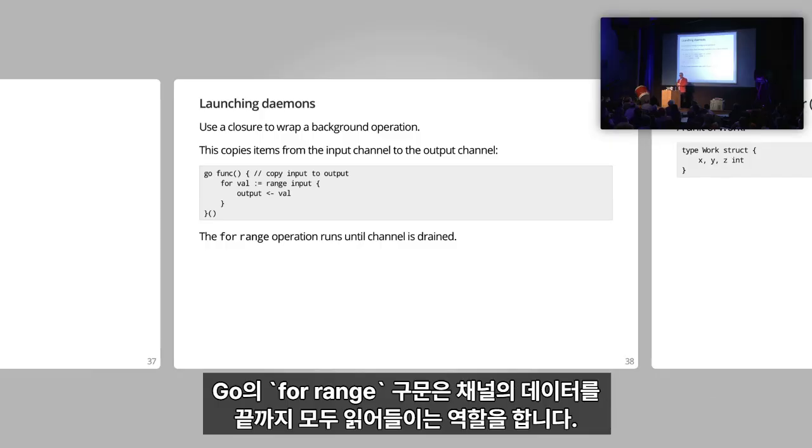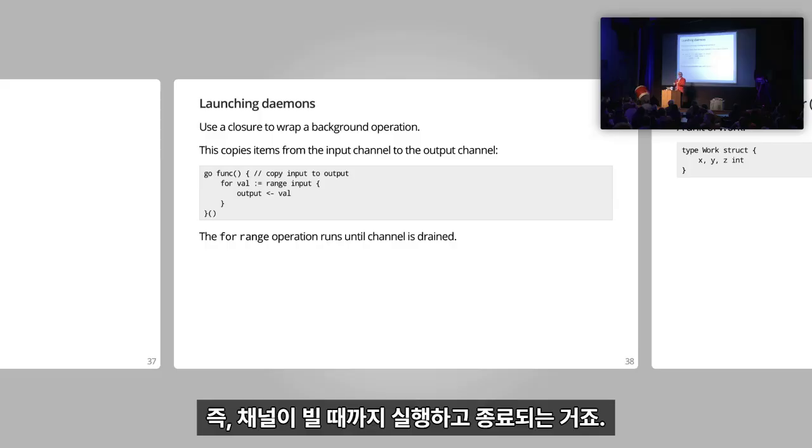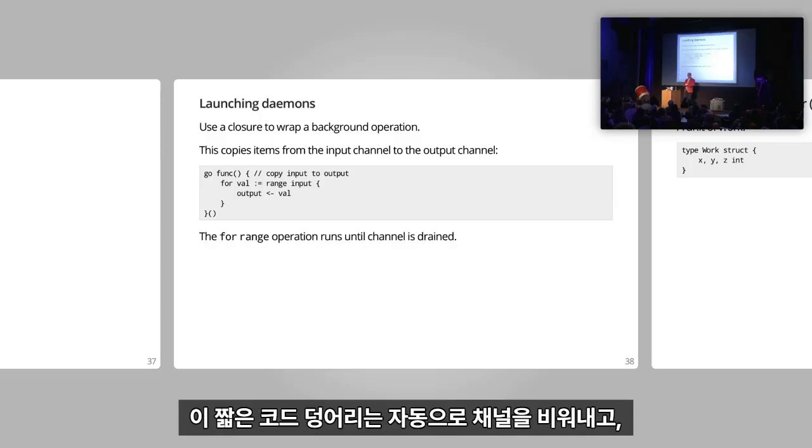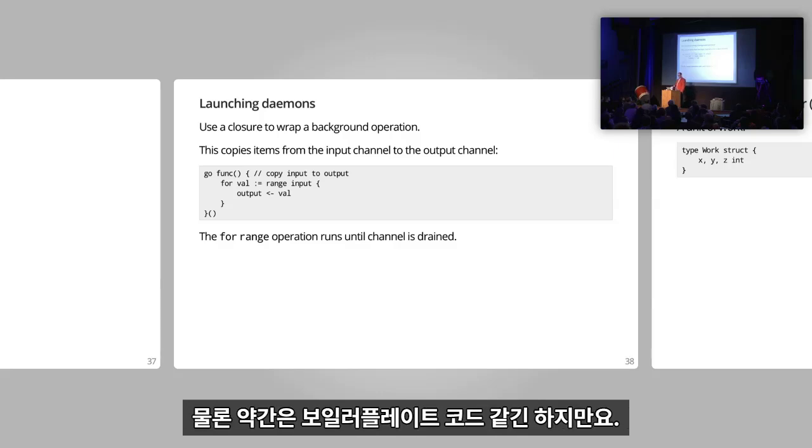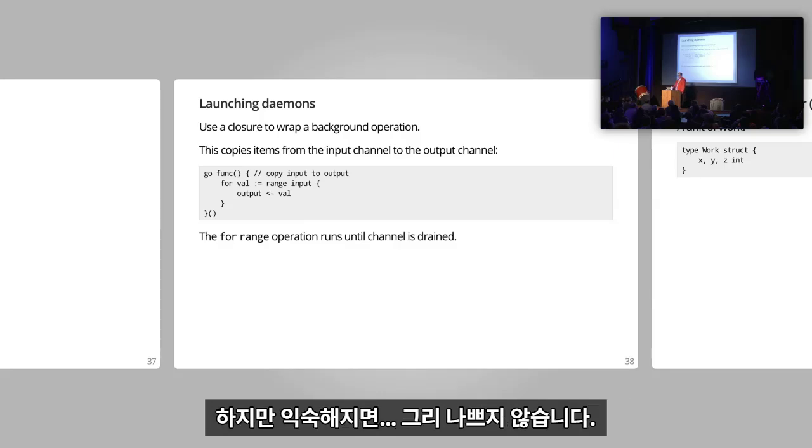And the for range clause in Go will drain the channel. So it'll run until the channel is empty and then exit. So this little burst of code just drains the channel automatically and does it in the background, so you don't have to wait for it. And it's a little bit of boilerplate there, but it's not too bad, and you get used to it.